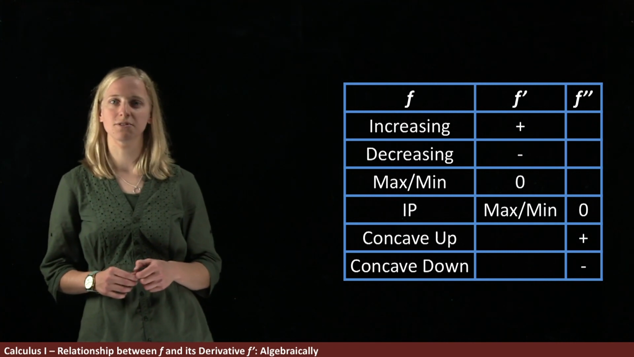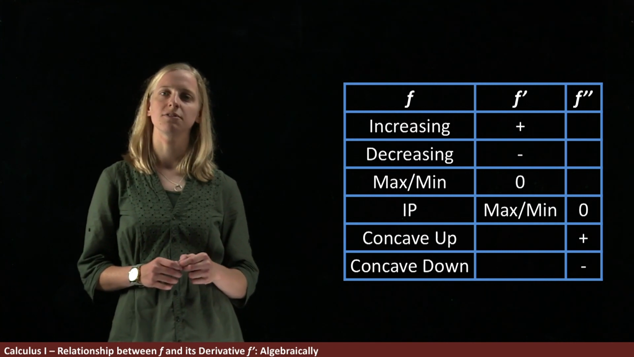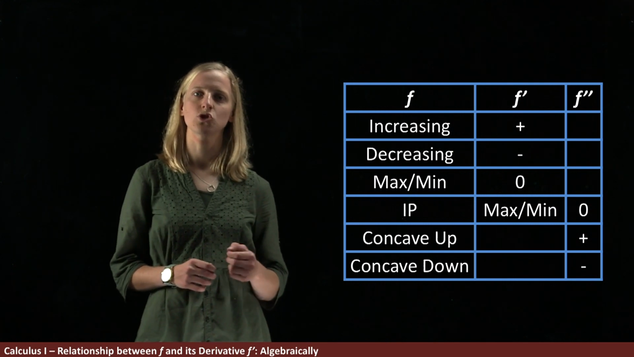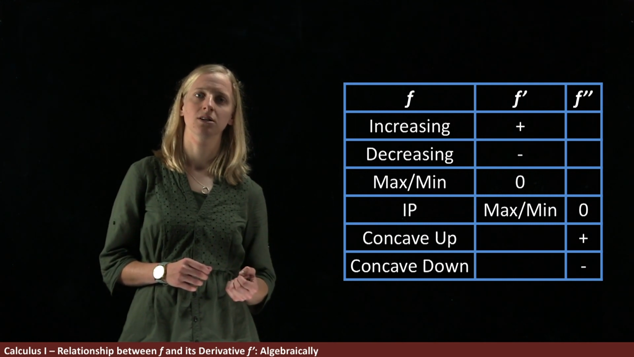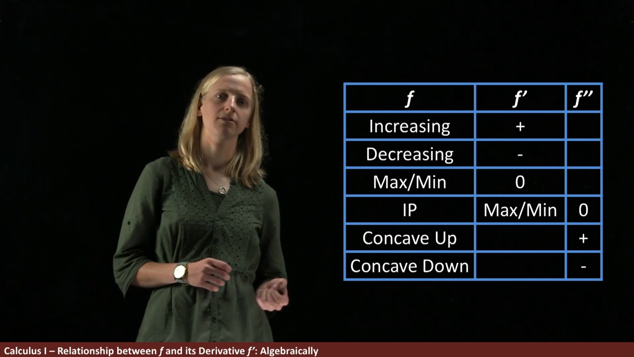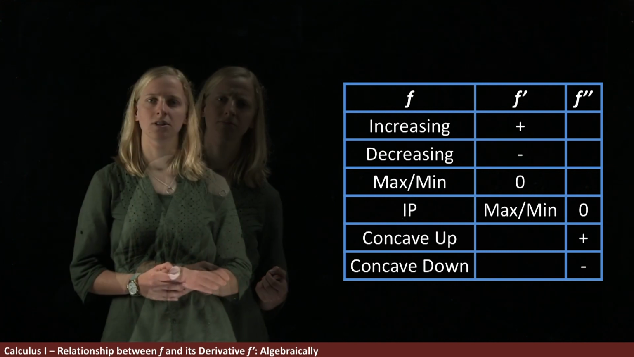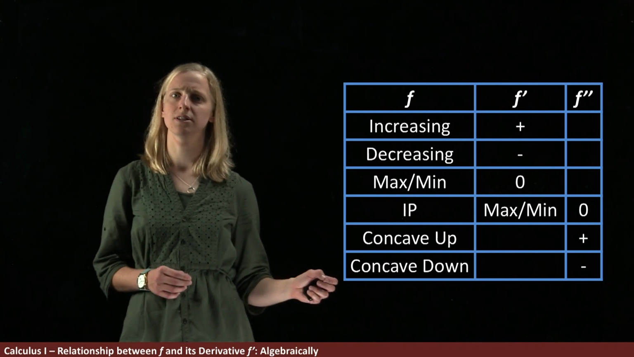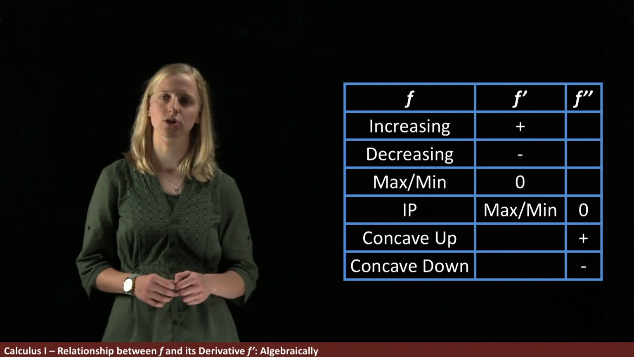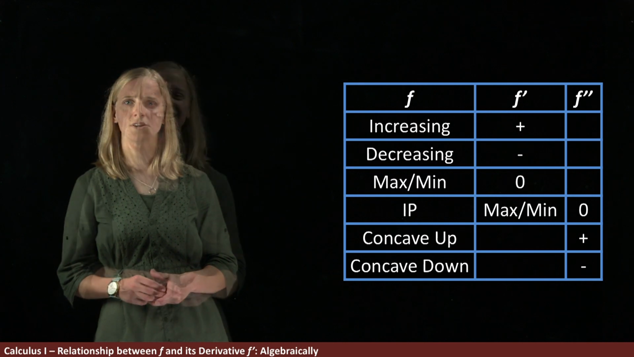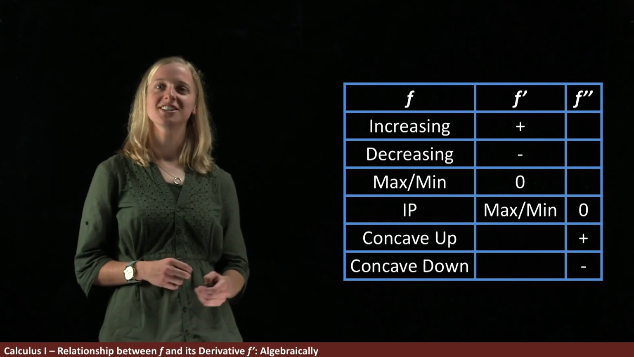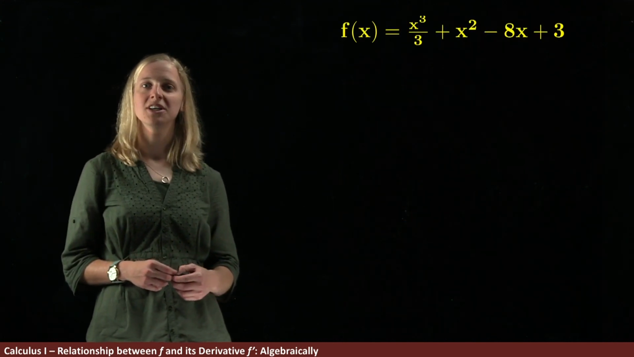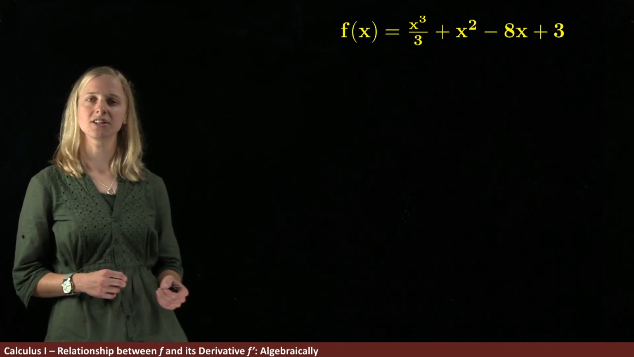We also saw that the function has an inflection point when the first derivative has a max or a min, or when the second derivative has a 0. And we saw when it's concave up, the second derivative is positive, and when it's concave down, the second derivative is negative.